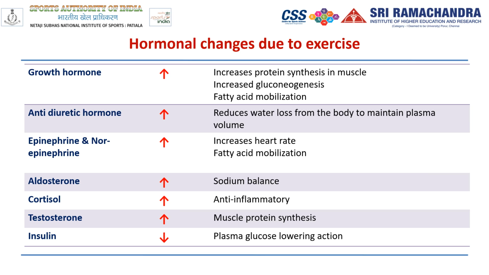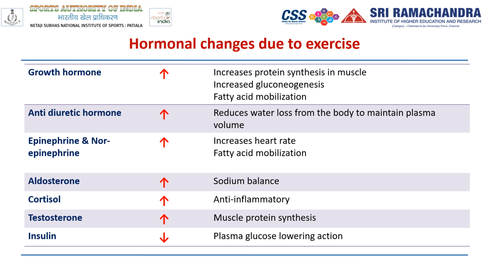The epinephrine and norepinephrine, which is produced from the adrenal medulla, also increases during exercise, and this causes an increase in the heart rate, and also it mimics the action of growth hormone in mobilizing fatty acid and using fat as the source of fuel. The aldosterone, which is secreted from the adrenal cortex, is involved in the sodium balance, and it also increases during exercise. The cortisol, again, which is secreted by the adrenal cortex, the main role of cortisol is anti-inflammatory action.